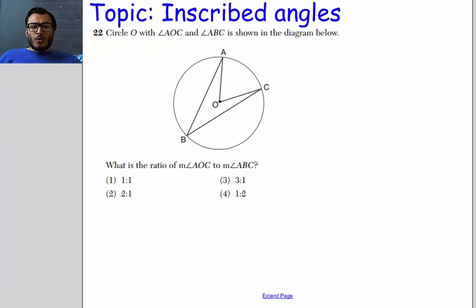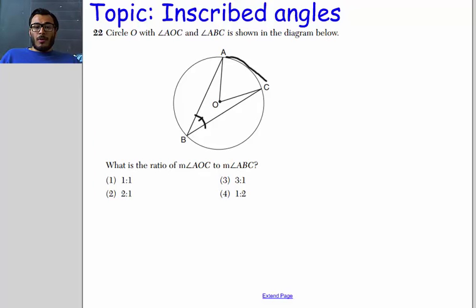All right, number 22. So we got ourselves inscribed angles, and we have ourselves a central angle as well, and it says what's the ratio of angle AOC to angle ABC. All right, so here's what you need to know in regards to inscribed angles. The inscribed angle is half of the intercepting arc. Another way to think about it is to say that the arc is twice the inscribed angle.